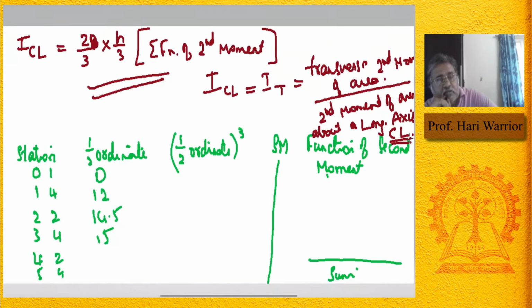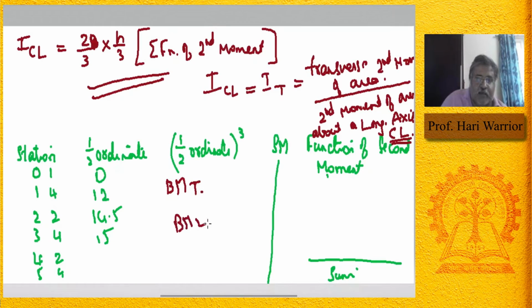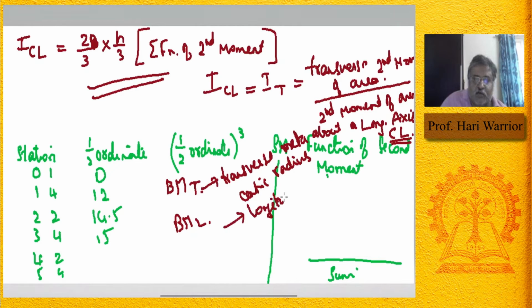First of all, I should tell you what BM it is. You have 2 types of BM. There is a BMT and there is a BML. This BMT is the transverse metacentric radius. And BML is the longitudinal metacentric radius.